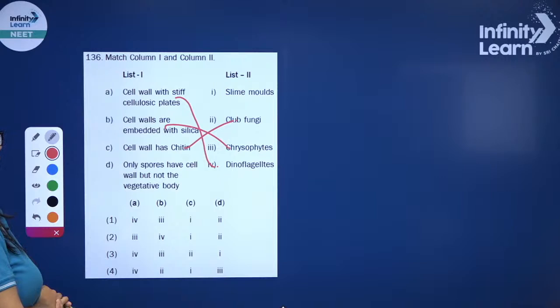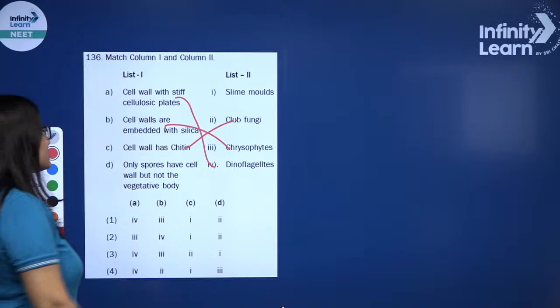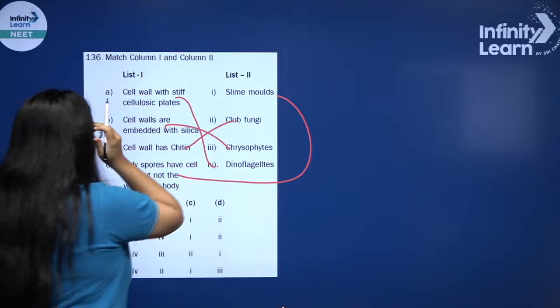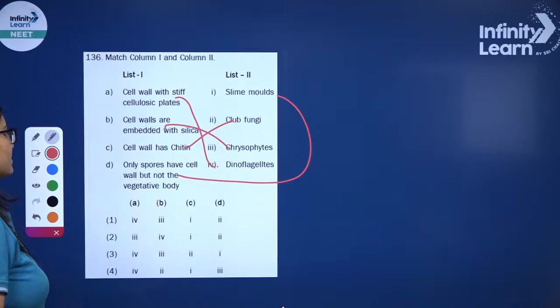Okay, only spores have a cell wall, but not the vegetative body. So this is actually a character of slime molds, my dear students, where the spores present in the fruiting body possess cell walls. Remember, fruiting bodies are produced in adverse conditions, and the spores possess true cellulosic cell walls, right? But not in acellular or cellular slime molds. The cell wall is not there.